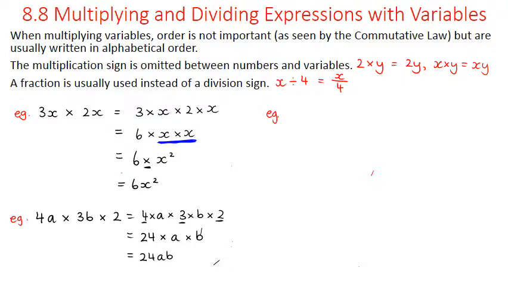Try some division. 16f divided by 4. So what we do is we write it in a fraction. 16f over 4. And now all we have to do is cancel down or simplify our fraction. So this 16 and this 4 can be simplified to 4 and 1. So you get 4, our f stays there, and it's over 1. Now 4f divided by 1 is just 4f.